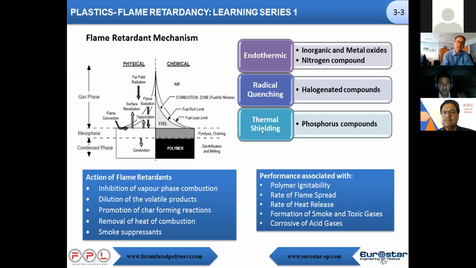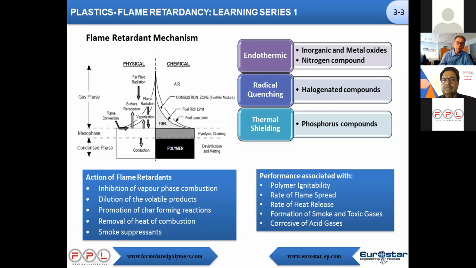In this case, you say you are poisoning the flame, meaning that you are consuming all the oxygen in the vicinity of the flame to stop the fire, or you are acting on the heat by releasing something that will cool down the heat. So this is basically why you have three main effects.